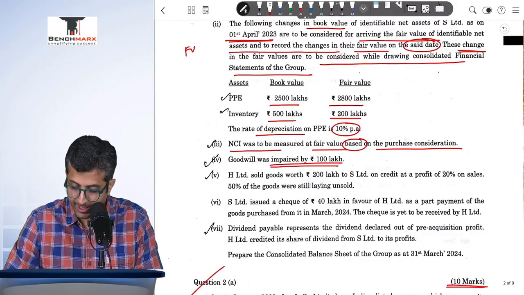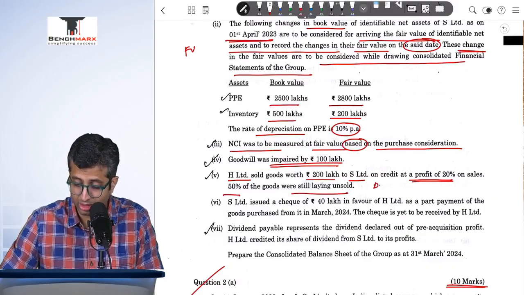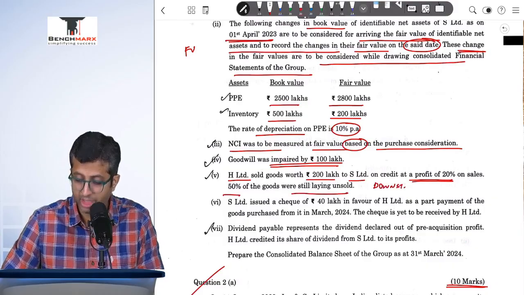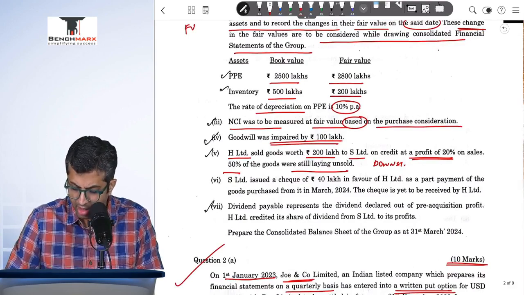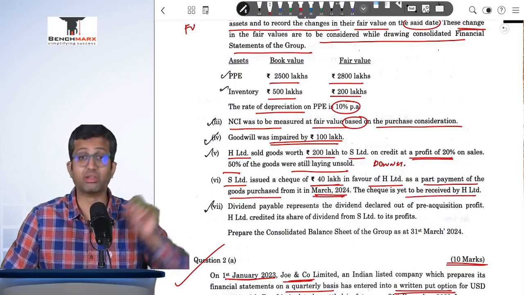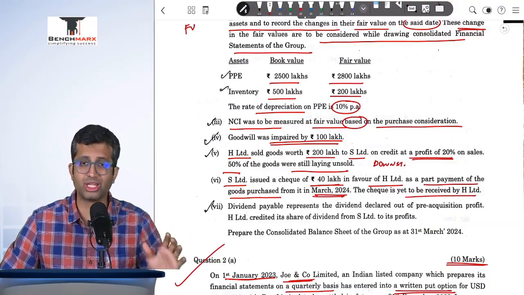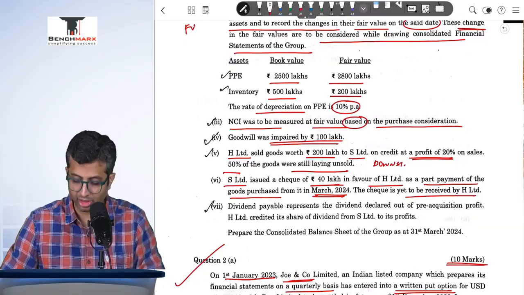So this is for goodwill. H sold goods worth 200 lakhs to S on credit at a profit of 20% on sales. 50% of these goods were still lying unsold. So this is a downstream sale. Further, S issued a cheque of 40 lakhs in favor of H in part payment of the goods purchased in March 24. This cheque is yet to be received. Even if this adjustment was not given, we could have inferred, looking at the difference of 120 and 160, that this might be a cash in transit.